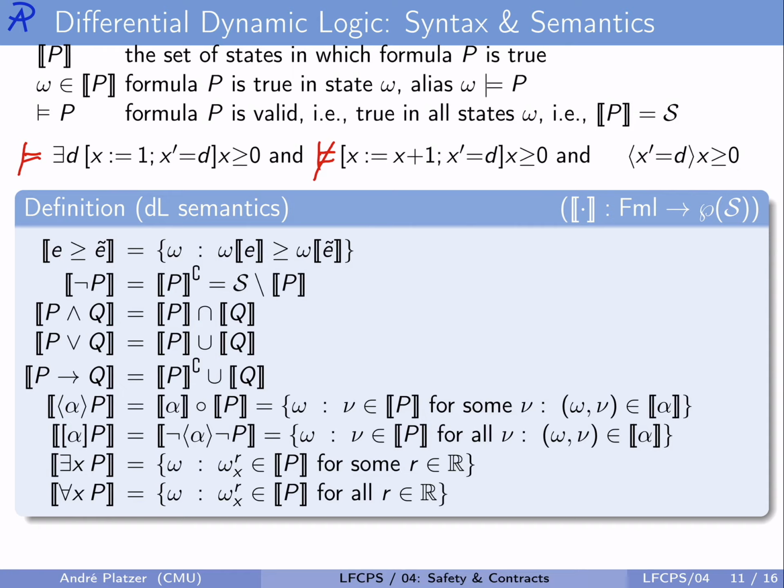This differential dynamical logic formula now says that there is a way of running the differential equation x prime equals d for some amount of time so that afterwards x is greater or equal to 0. Is that formula valid, so true in all states? That's more subtle, right?